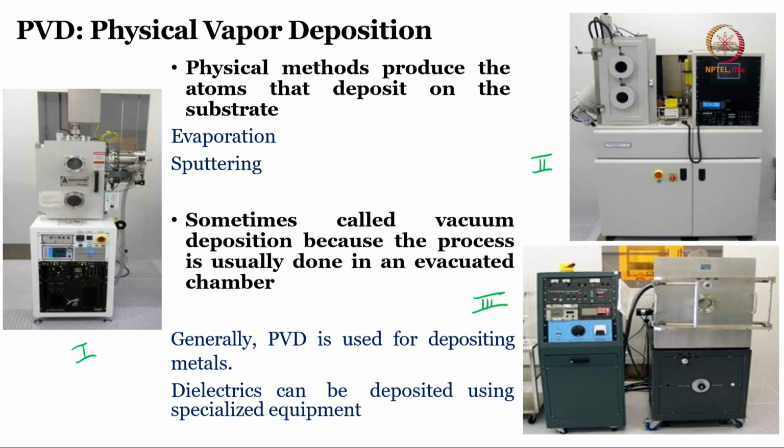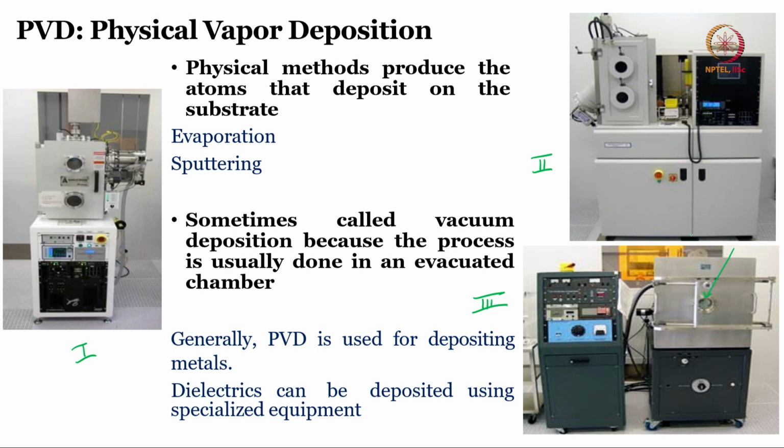This process is also called vacuum deposition because the process is usually done in an evacuated chamber, as we have seen in the previous slide. Generally PVD is used for depositing metal. Dielectrics can be deposited using specialized equipment. However, there are a lot of materials in which the melting point of the source material is less than the melting point of the source holder, then we can use PVD without any worry. Now, let us understand some of the things within this photograph. Okay. So, I will try to explain it to you.